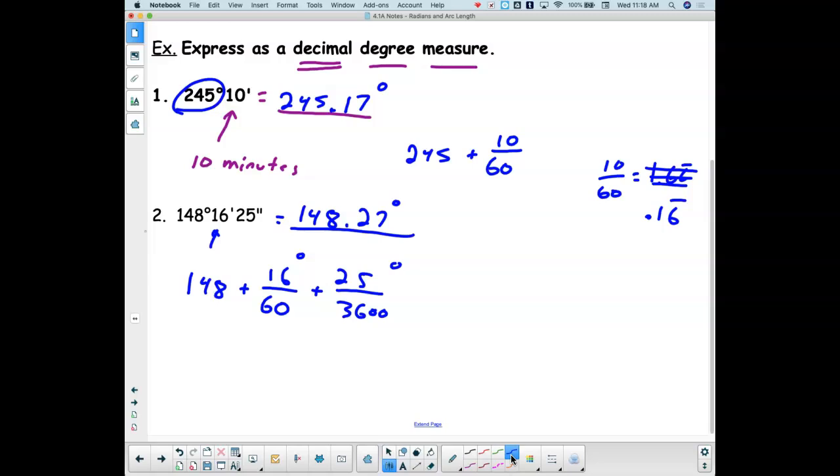Okay, so it goes from degrees, minutes, seconds to decimal degrees. We take the minutes, divide by 60, and take the seconds, divide by 3,600. Why? Because there's 60 minutes in a degree, and there's 3,600 seconds in a degree.